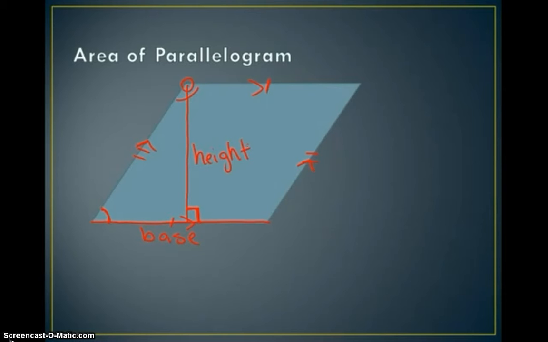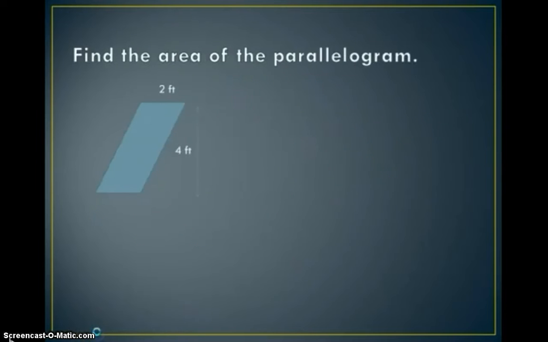Now you might recognize this formula. This formula is the same as the rectangle. Area is equal to the base times the height, and we can shorthand that as B times H. So the two things we really need to know are that bottom length or that top length, since they're equal, and the height. That line forming a 90-degree angle with the base running all the way to the top of the shape. Alright, so let's do some examples together.